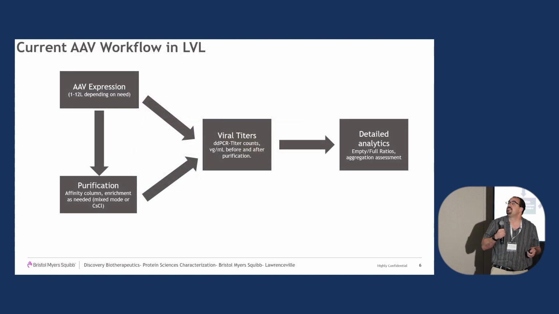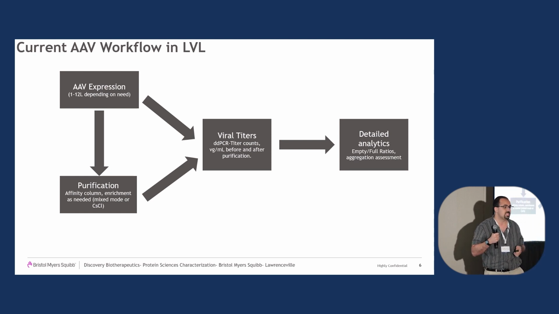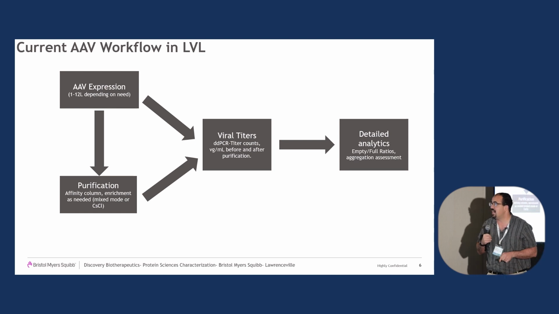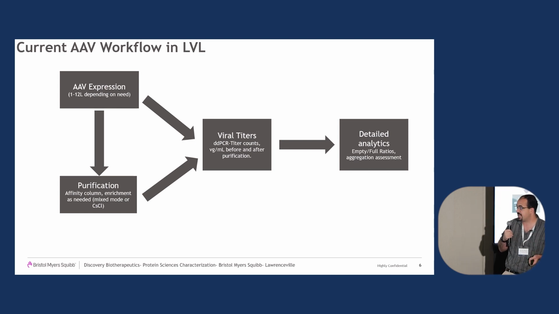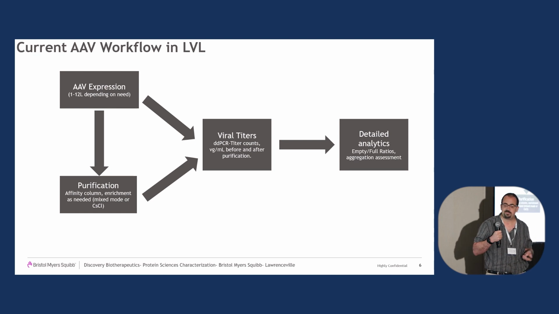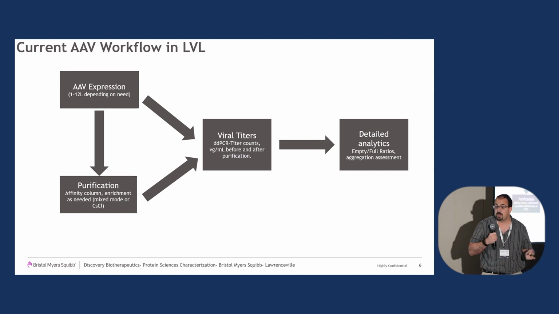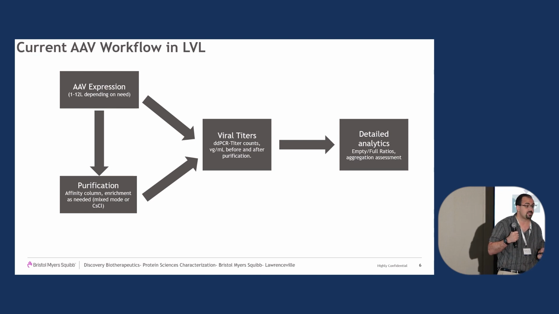So I want to give you just a brief workflow in Lawrenceville. We're starting with AAV expression. A lot of the expressions that we're doing are for biology work, animal studies. We're doing between 1 to 12 liter expressions depending on need. That will go down to purification, and usually in brief we're doing affinity columns, enrichment as needed, either mixed mode columns or cesium chloride gradients.